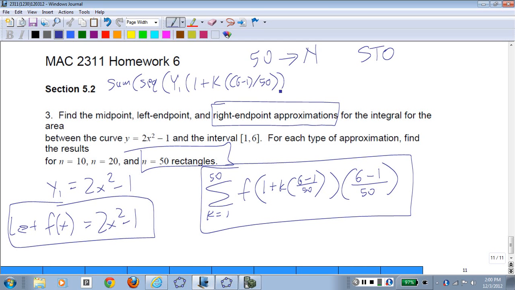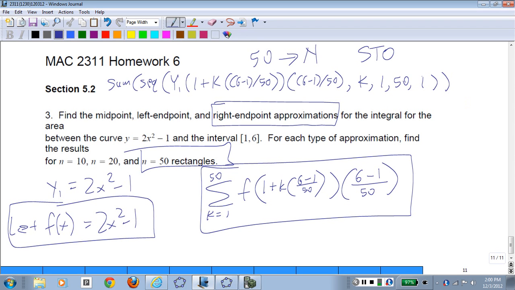Evaluate the function there, and then multiply by the 6 minus 1 over 50. And then a comma. The lower limit is 1. No, wait, the variable. The variable is k. The lower limit is 1, the upper limit is 50, and the increment is 1. You want to be able to get your calculator to evaluate that sigma notation. And that's the way to do it.